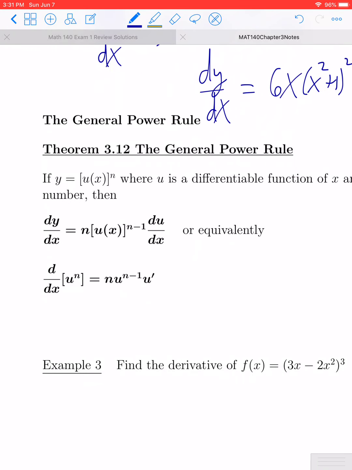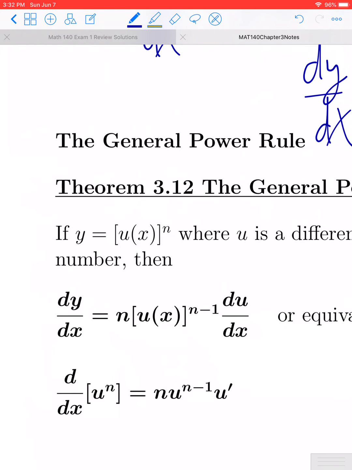We can use the chain rule to create a more general form of the power rule. So if you recall earlier, we've already looked at the derivative of x to the n. So if y was equal to x to the n, we now know that y prime is equal to n x to the n minus 1. You just bring the power down and reduce the power by 1.